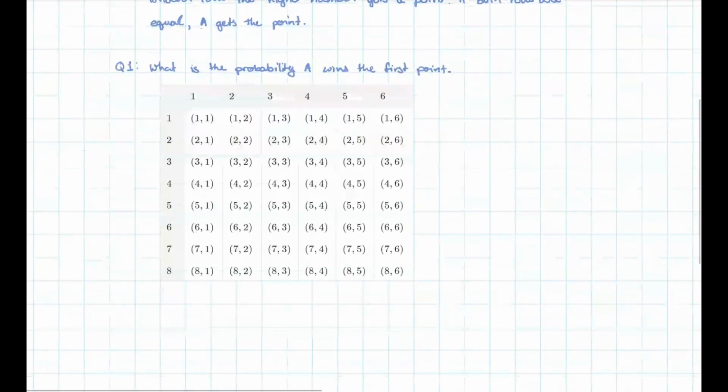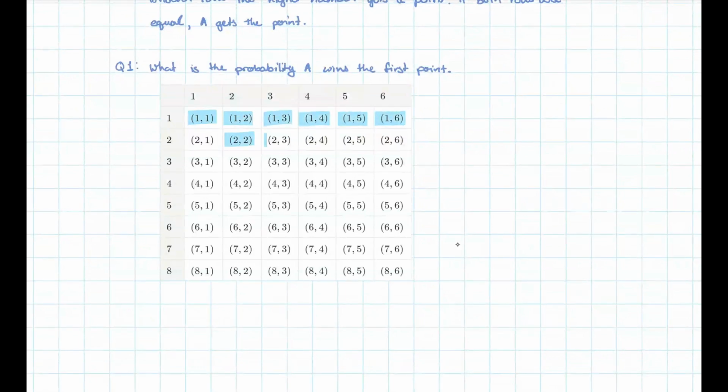First, let's make a table of all possible roll combinations from player A and B. There are 6 times 8, 48 possible combinations of rolls. The highlighted combinations are the scenarios when player A wins the point, of which there are 21 cases. So the probability that player A wins the first point is 21 over 48, which can be reduced to 7 over 16. Subsequently, what is the probability that player A wins the game?